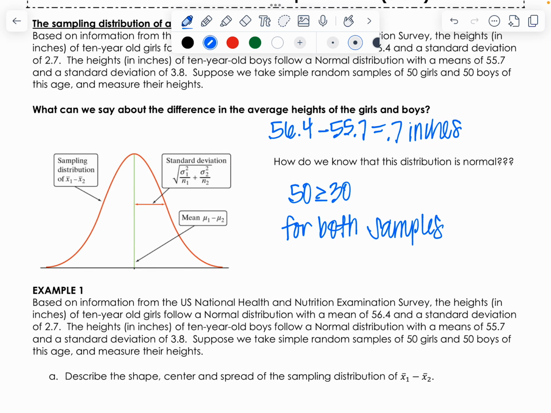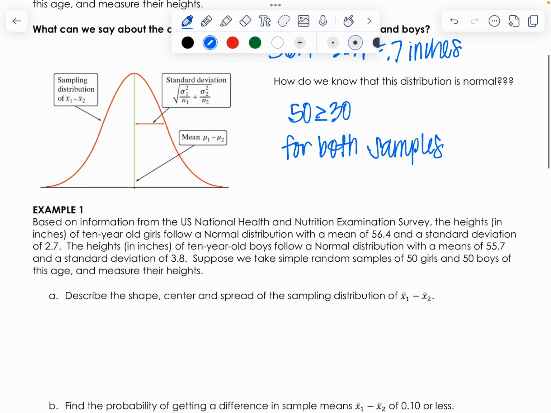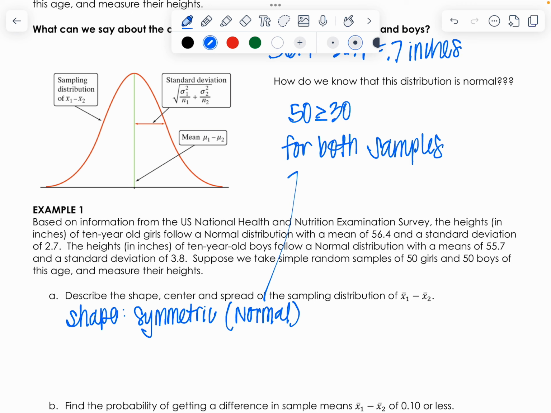Okay. So here we're looking at that same data, same information. Describe the shape, center, and spread of the sampling distribution. So the shape will be symmetric because it is normal. Right? And we talked about why it's normal up here.